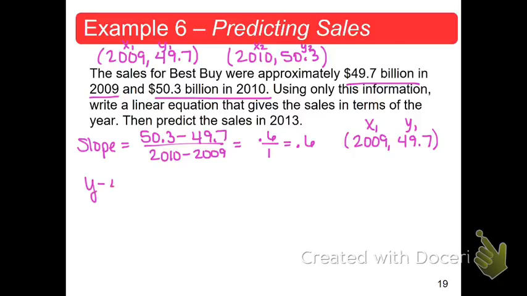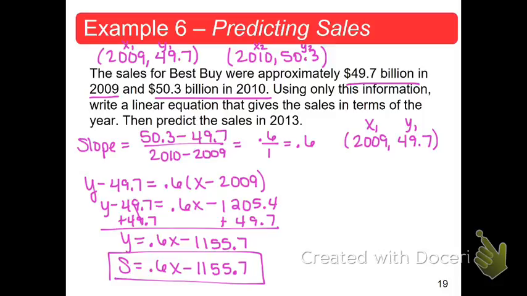So y minus y1 equals my m times x minus x1. All right, so let's go through and go ahead and solve this one for y. Okay, so I solved for y, and then what I went ahead and did, instead of putting y equals, I put s equals for the sales.